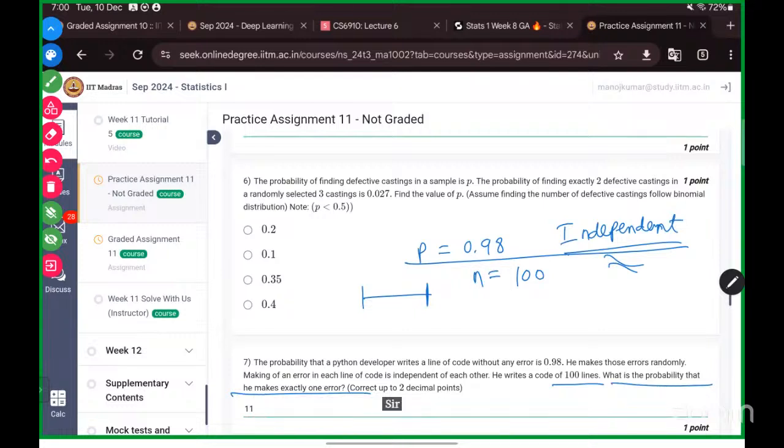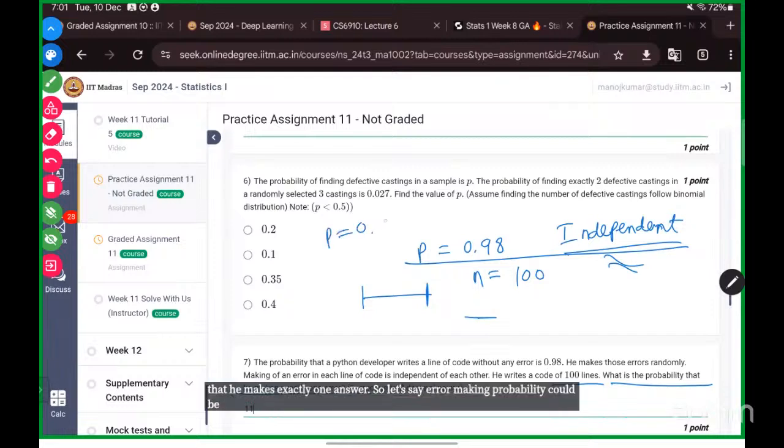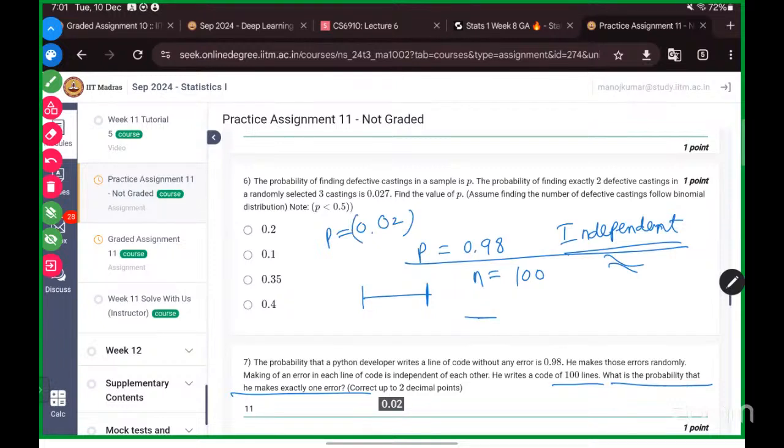n means the number of times this experiment can happen. Making an error is a one-time event, right? So one error he can make, any error. This 0.98 is the probability without error. So let's say the error-making probability could be 0.02, right? This is what he makes.